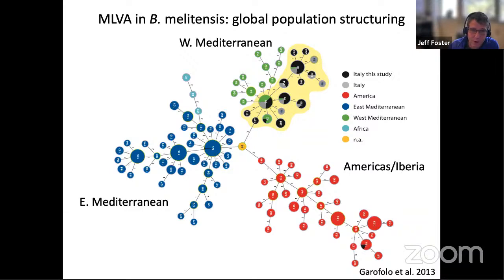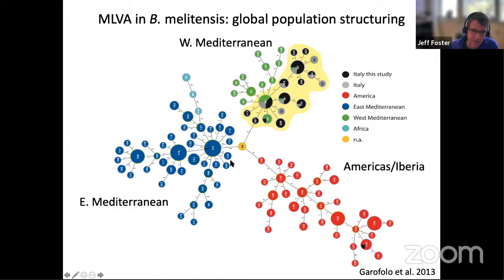And we go back and use VNTRs, or VNTR analysis called MULVA, to look at the relationship of different Brucella isolates. So this is work from a collaborator of mine, Giuliano Garofalo, in Italy. And what we see here is 3 major groupings. And lots of other people have found these same groupings.